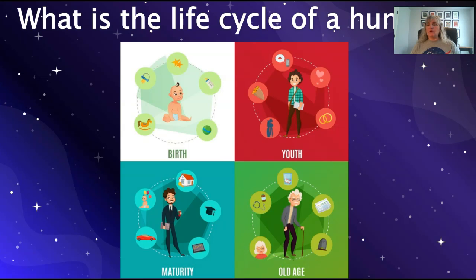So the life cycle of a human goes through developing in the mother's stomach, to birth, when they're babies, toddlers, youths like you guys, adulthood, old age, and finally death. So we're going to be comparing the life cycle of a star to the life cycle of a human.